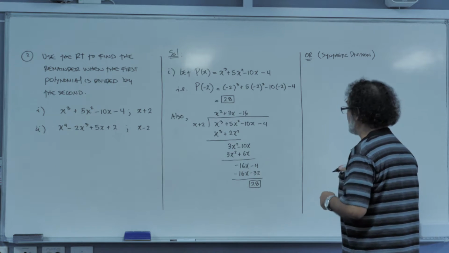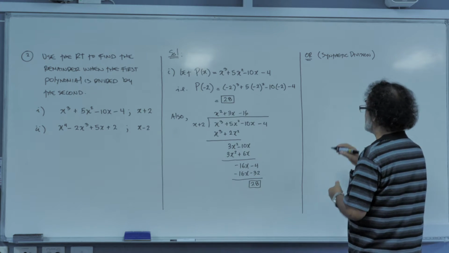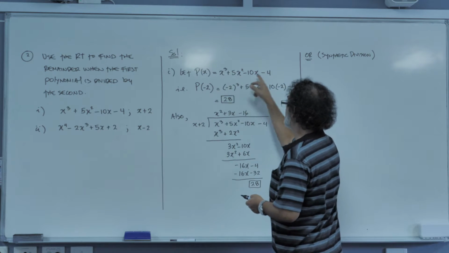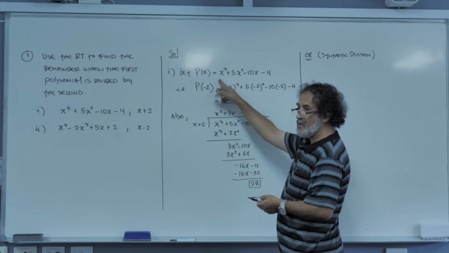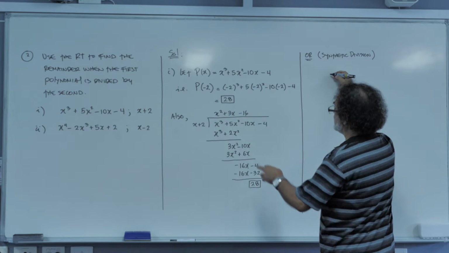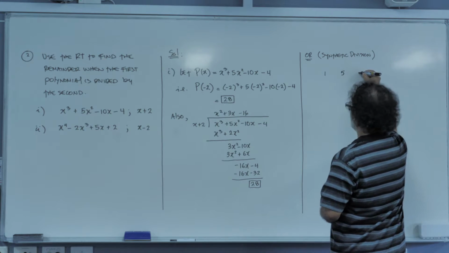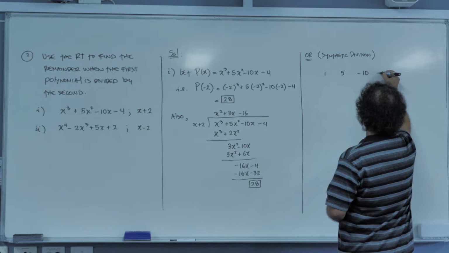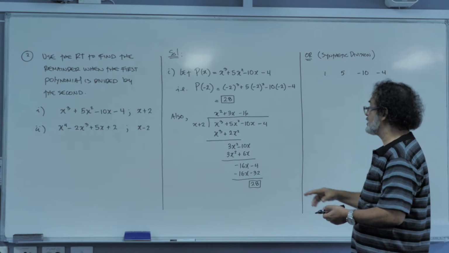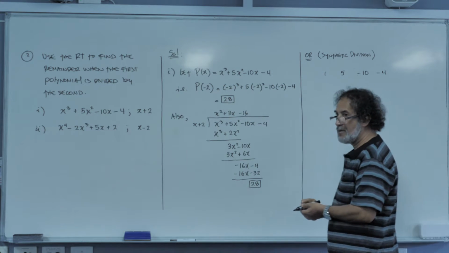How you do it is actually very simple. Okay, so step number 1, you're going to look at the coefficients of the original polynomial, the dividend, and you're going to write them down. So the first coefficient is 1, and the second one is 5, and then you have minus 10, and then you have minus 4, all right? So all I did is just copy down the coefficients 1, 5, negative 10, and negative 4, right?